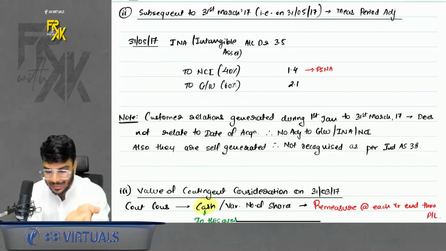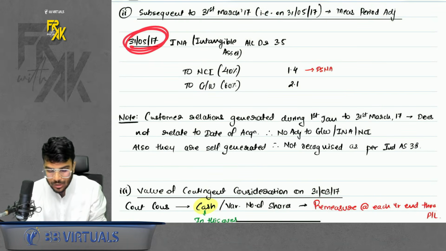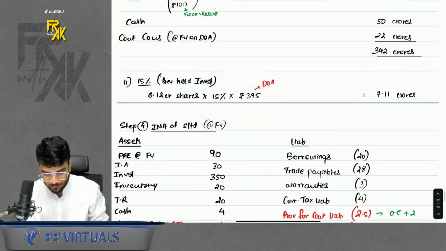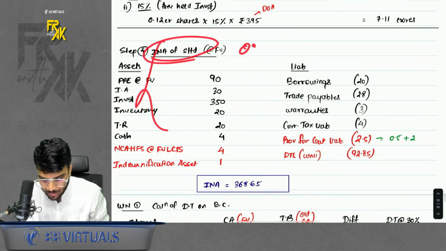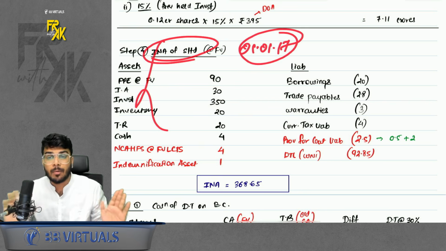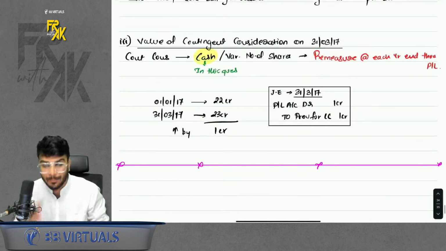Do remember this entry we will pass on 31st May. Don't consider this in step number 4. Step number 4, we are following on the date of acquisition. On that date, we don't know about this. So don't consider this 3.5 there.